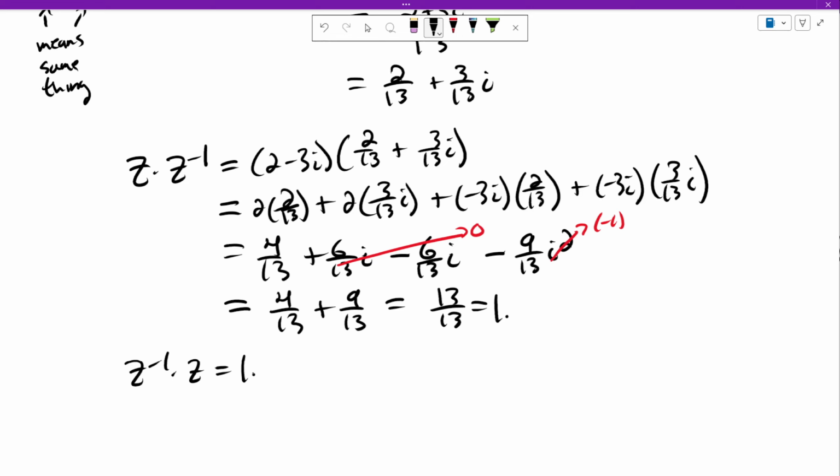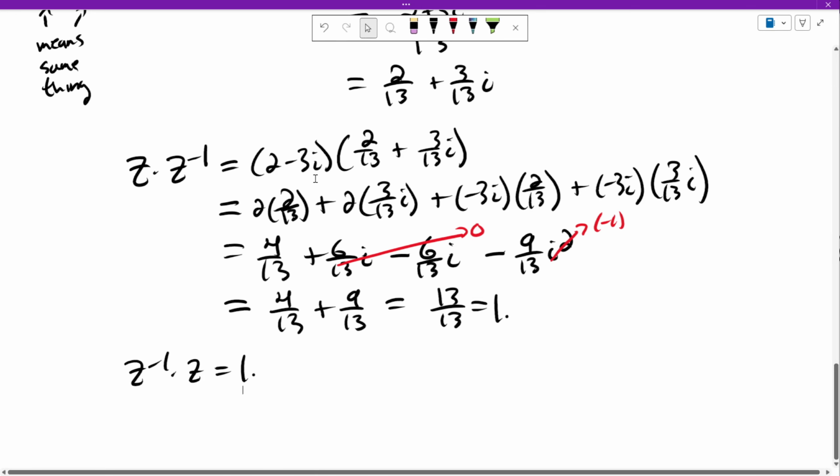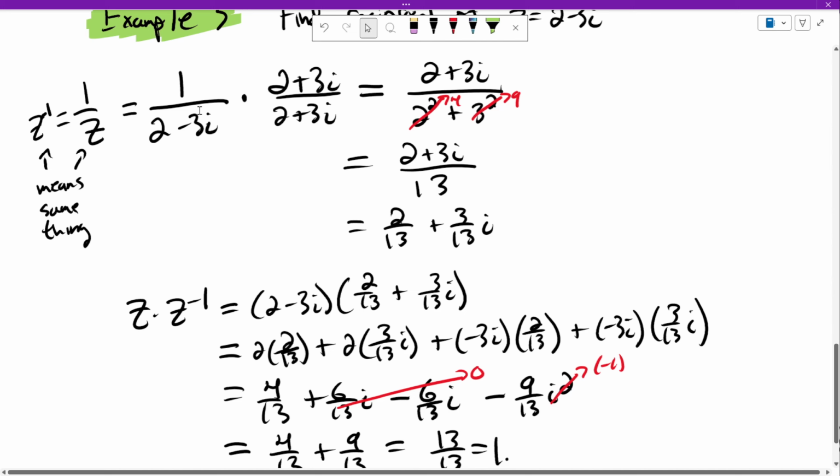And let me just note here, with complex numbers, computing the inverse is more complicated. We weren't done by just putting the complex number in the denominator. We actually had to carry out extra work to make it look like a complex number. This is called rationalizing. We had to rationalize so that we got what looks like a complex number. So there's a little bit more work here in computing inverses.